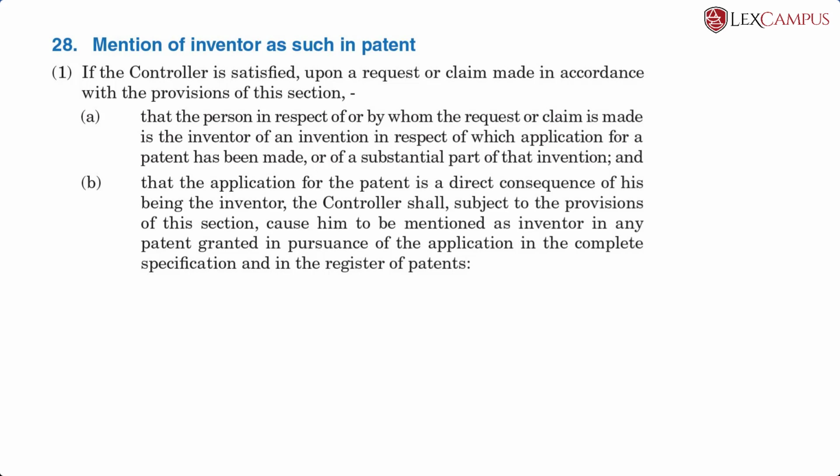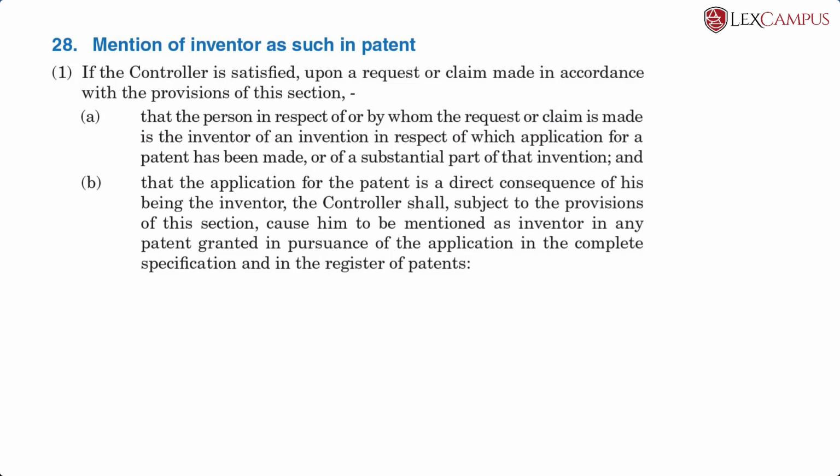You may not make any money out of it, you may have assigned the copyright to somebody else, but still you have a right to be mentioned as the author as long as the book exists. So, in patent law, the inventor has a right to be mentioned as the inventor as long as the patent exists. So, the correction that the controller will do is he would mention that person as an inventor in the application for the complete specification.